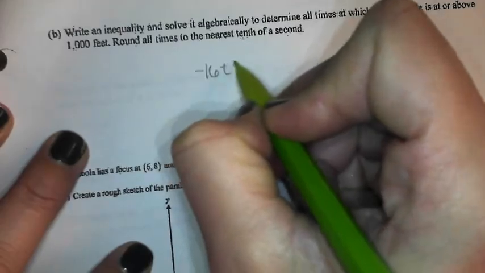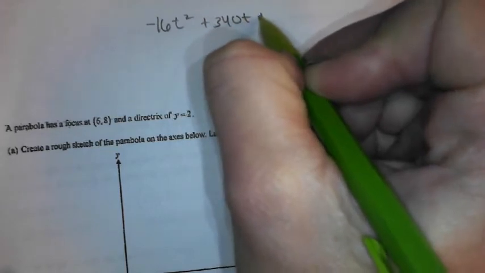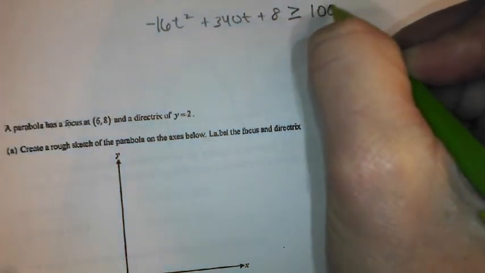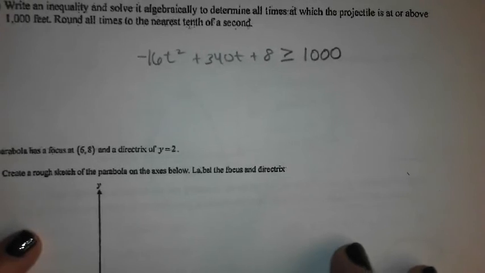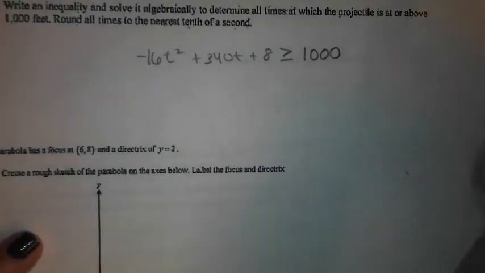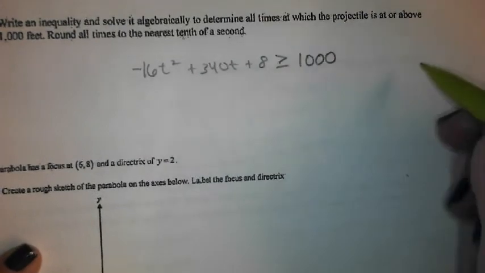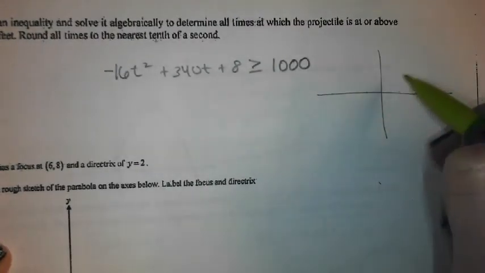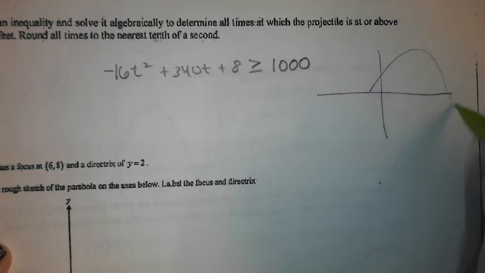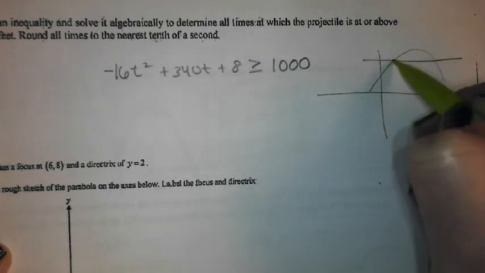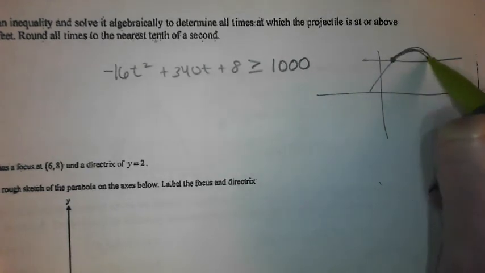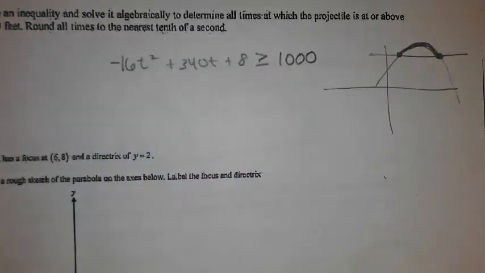Negative 16t squared plus 340t plus 8 at or above 1,000. So essentially, just like everything else, we'll get it equal to 0. We'll solve it, and knowing that this opens down, whatever our two answers are, it's going to be at or above 1,000 in between those. So get it equal to 0, find your roots, and then your answer will be in between those two numbers.